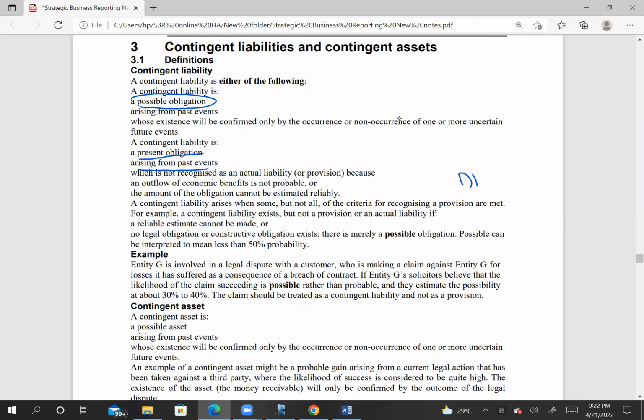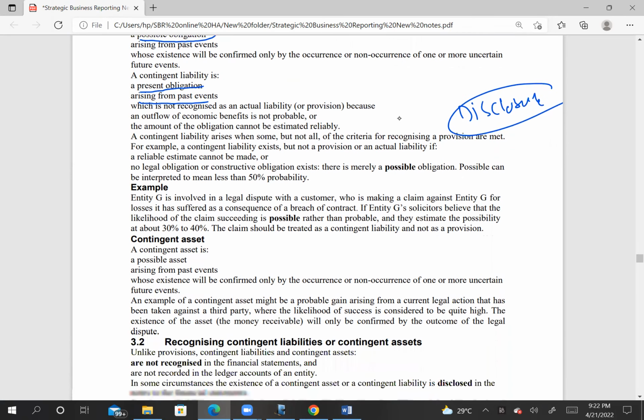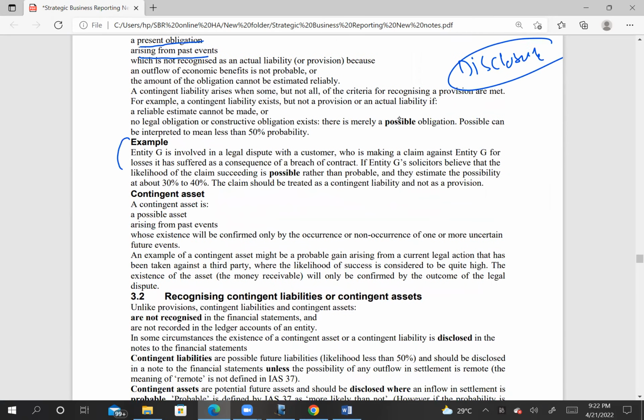For a contingent liability, we will give only disclosure, if it is material. Contingent liabilities are not recognized. They are only disclosed in the financial statements. Read this example, please read it.